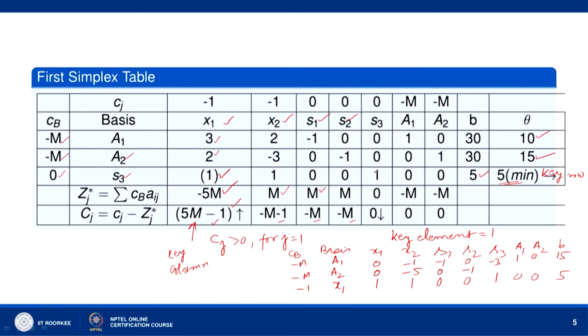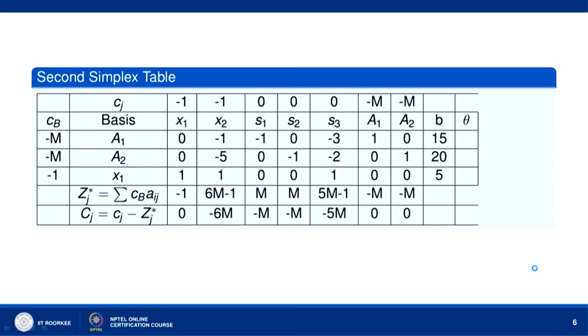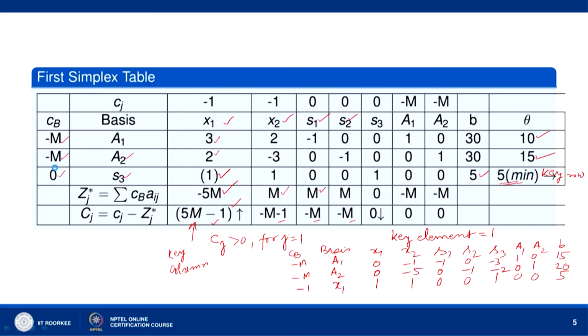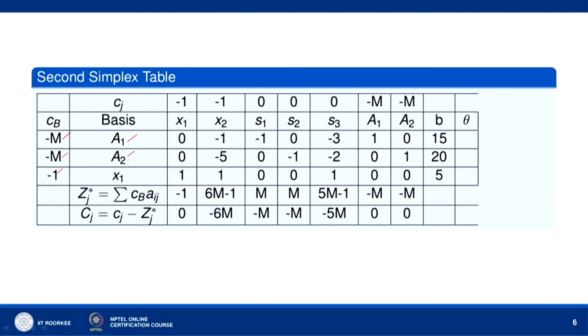2 into 1 is 2. So, we are subtracting, so minus 2 there. And then 2 into 0 is 0. So, it remains 0. 2 into 0 is 0. So, it remains 1, and then 2 into 5 is 10. 10 subtracted from 30 gives 20. So, this is the next simplex table. We can see CB is minus m, minus m, minus 1 in the CB column. In the basis we have a 1, a 2, x 1. We can see a 1, a 2, x 1.